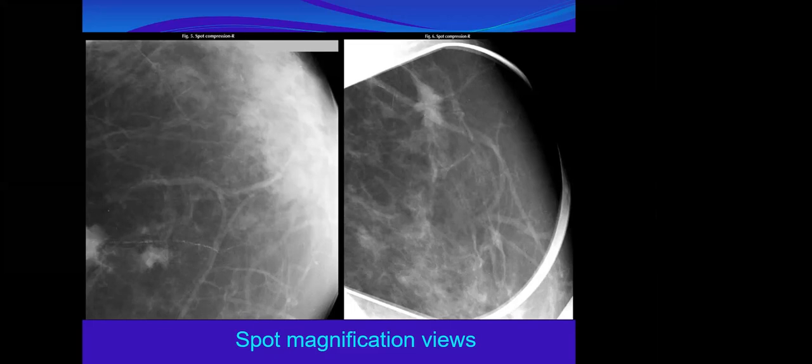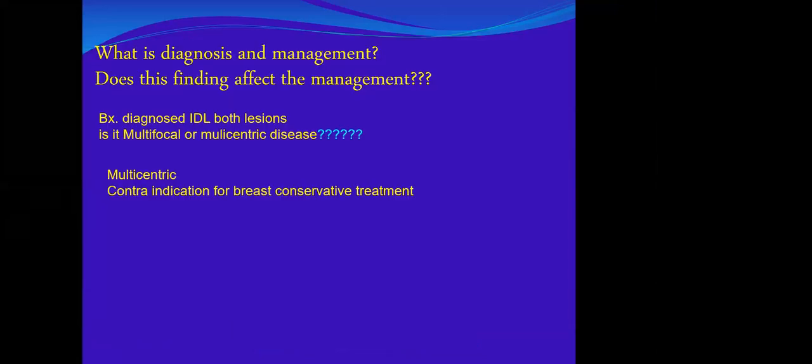I was looking for the term conservative treatment. The wide local excision, the other name is breast conservative treatment. Yes, I don't know why I get confused. Breast conservative treatment will not be an option of treatment if there is multicentric disease. So it is important, the disease extent is really important. Okay, this is multicentric and a contraindication for conservative treatment.